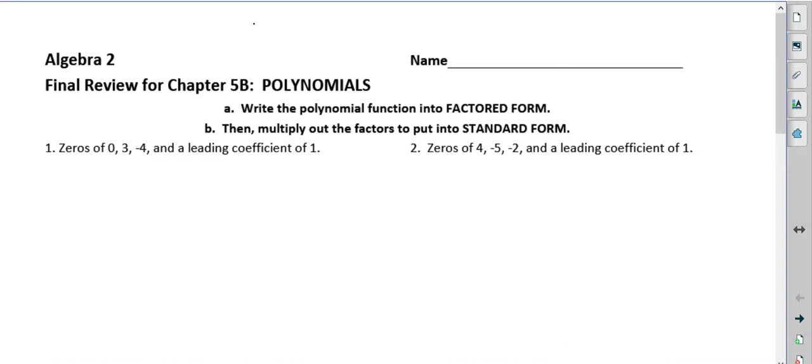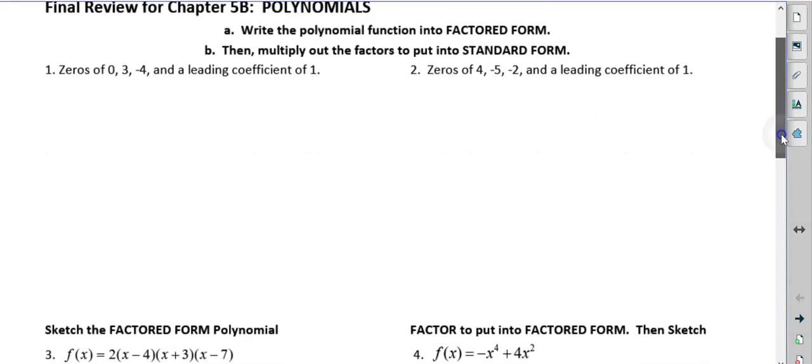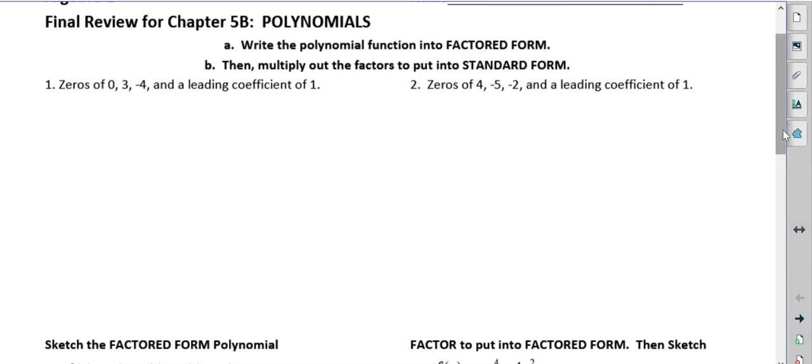All right, review for chapter 5B for the second semester final. So write the polynomial function into factored form and then multiply it out for standard form.